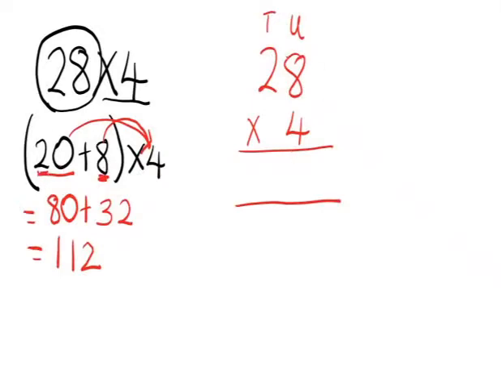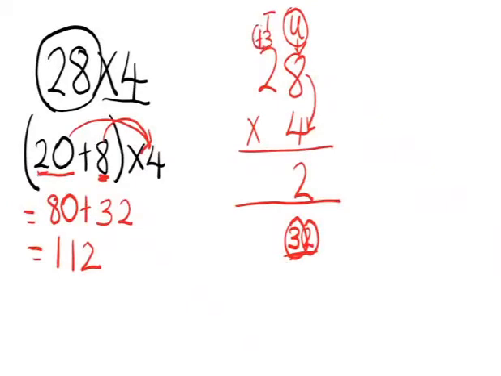Okay, so the important thing to remember is that we always start multiplying with the units column first. Right, what's in the units column? 8 and 4. So we start by saying 8 times 4 is 32. Now, we are not going to fill in the entire 32 in the units column. We are going to select the 2 units and fill it into the units column. What do we do with the 3? The 3 gets carried to the tens column.